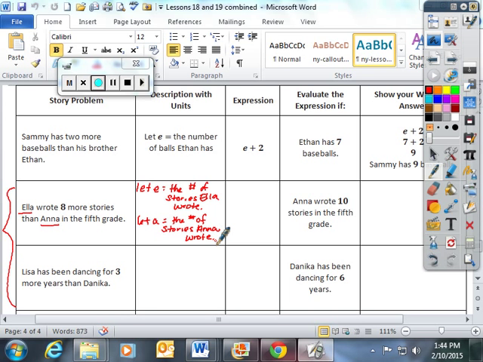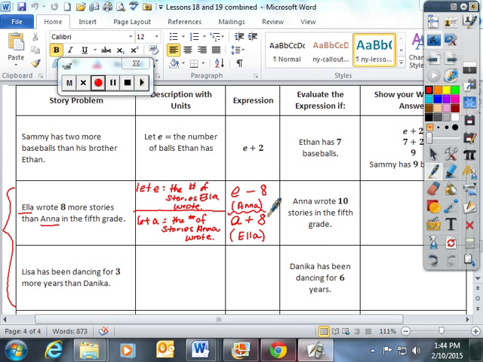There are really two expressions that we can write from this information. Okay? Ella wrote 8 more stories than Anna. So we could do the number of stories Ella wrote minus 8. That would give us the number of stories that Anna wrote. We could also take the number of stories that Anna wrote and increase it by 8. That would give us how many short stories Ella wrote.